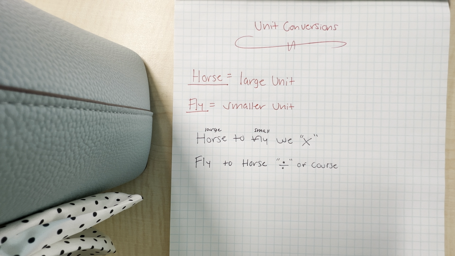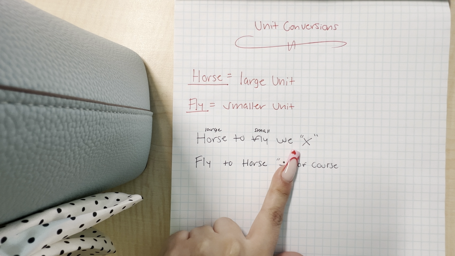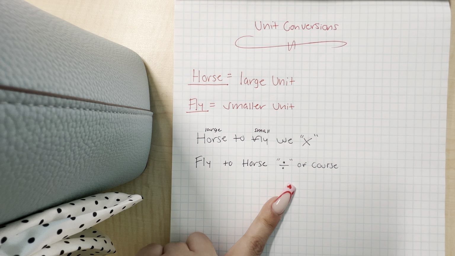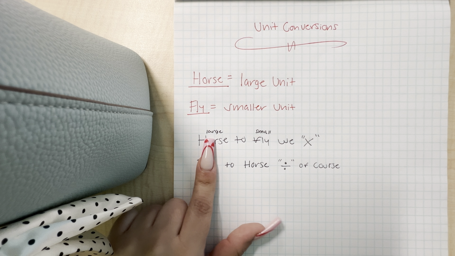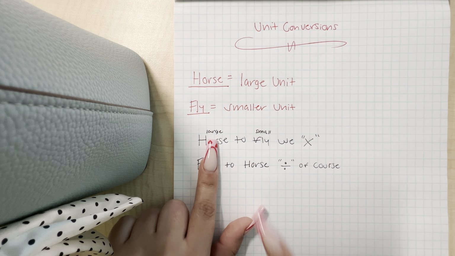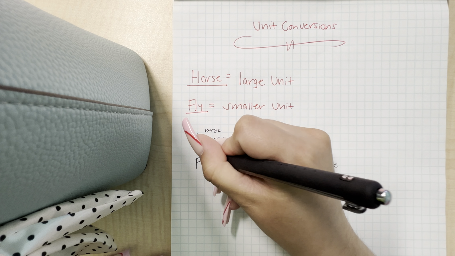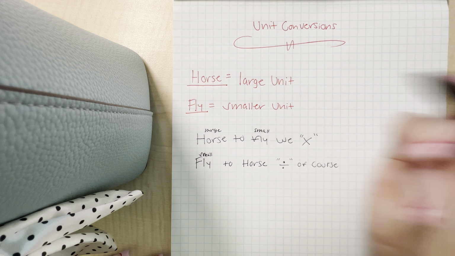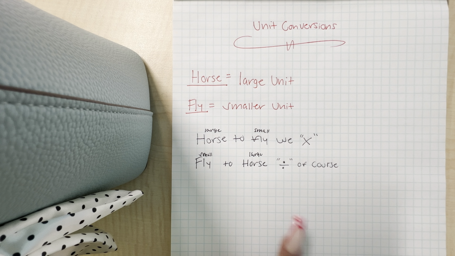Today we're going to be going over how to do unit conversions. A few things I would like to discuss: we use a phrase called horse to fly, we multiply, and fly to horse, divide, of course. If we're going from a large unit to a smaller unit, then we're going to want to multiply. If we're going from a small unit to a large unit, then we're going to want to divide.